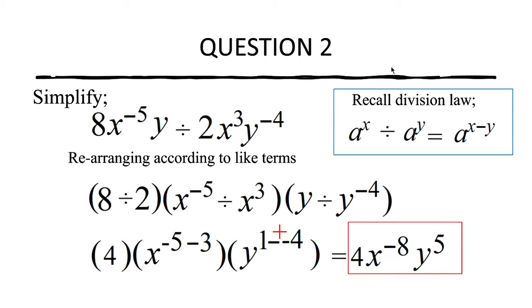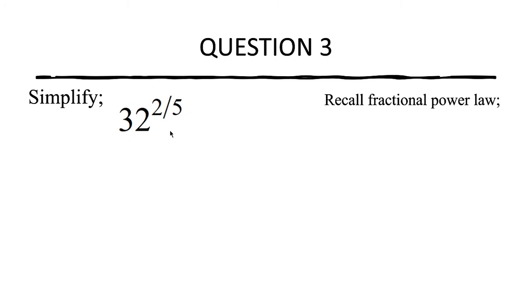Now let's look at the third question. It says simplify 32 raised to the power of 2 over 5. Now, how do we solve this? The first thing we do is to recall the fractional power law. That law states that if a base is raised to a fraction, the base will be raised to the numerator, then the denominator becomes the root of the term.